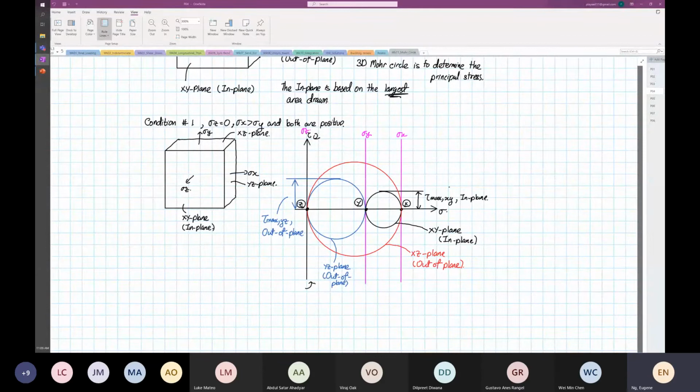Why do I keep on elaborating tau max? Because in a ductile material, right, the material will fail in shear. That's why later on we are going to look at the shearing stress criteria. Okay, so from here, what you can see now, okay, I'm going to draw arrows again.